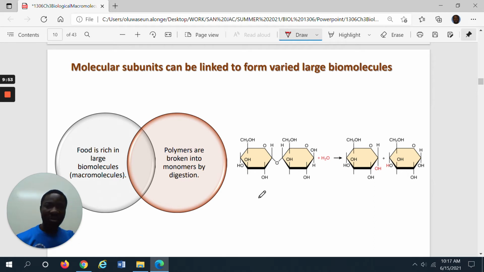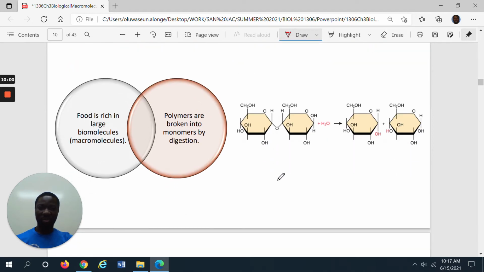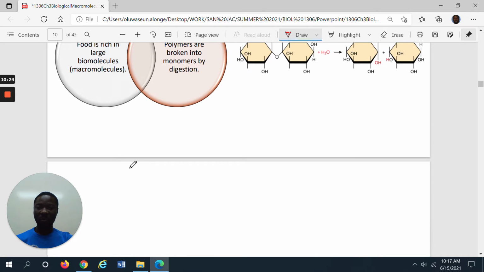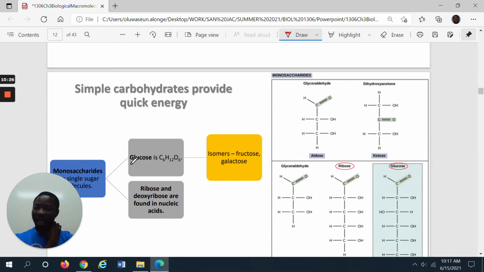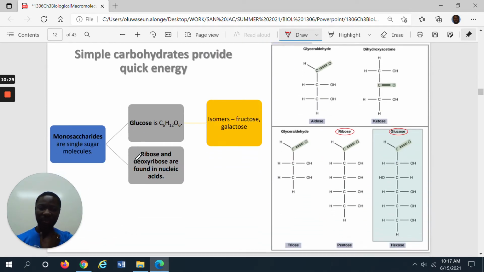So molecular subunits can be linked to form very large molecules. So you can form more of them, more of them, more of them. Now, anytime food is rich in large biomolecules, which are macromolecules, and polymers, they have to be broken down before you digest them. So if you eat proteins, they have to be broken down into their smallest form for digestion. If you eat carbohydrate, it has to be broken down to its smallest form for digestion. So let's go. Now, we are looking at carbohydrates deliberately now.